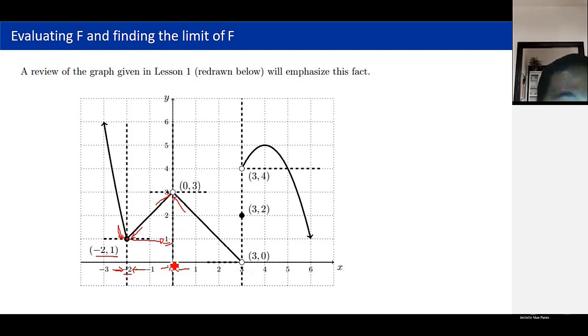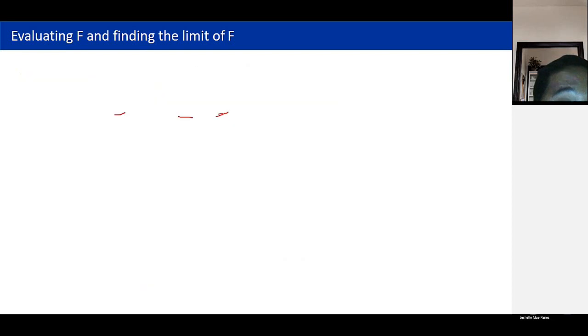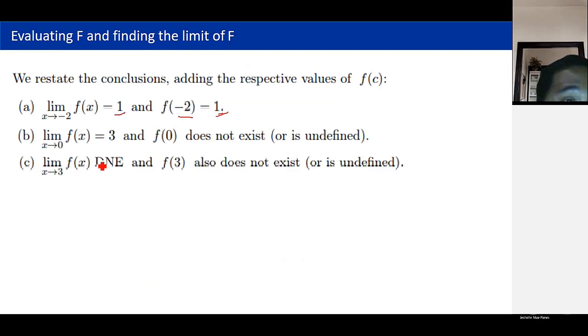But when we look at this as f of 0, wala po tayong value. Wala po tayong value na f of 0 because this is a vertical asymptote. Okay? So it means ang ating f of 0 ay wala. So it means the limit of f of x equals 3, yung from the left and from the right ay 3. Ang f of 0 natin by direct substitution does not exist. Wala po tayong value or undefined.